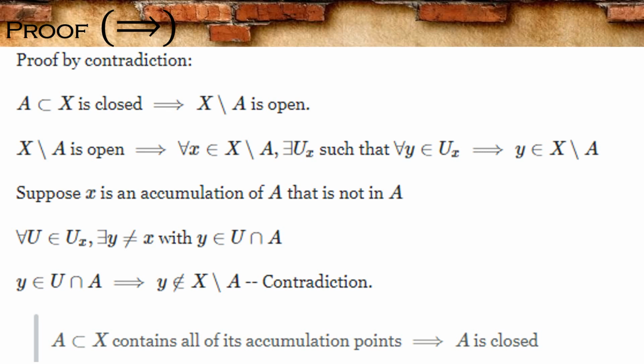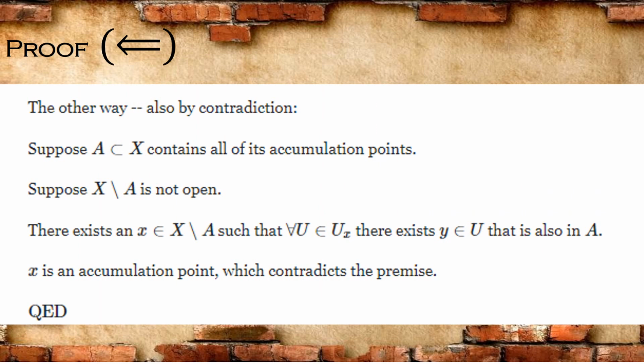A, a subset of X, contains all of its accumulation points, implies that A is closed. For the second part of our proof, also by contradiction, suppose A, a subset of X, contains all of its accumulation points. Suppose that the complement of A is not open. There exists an x in A complement such that for all U in U sub x, there exists y in U that is also in A. x is an accumulation point, which contradicts the premises. And that is the end of our proof for the theorem.